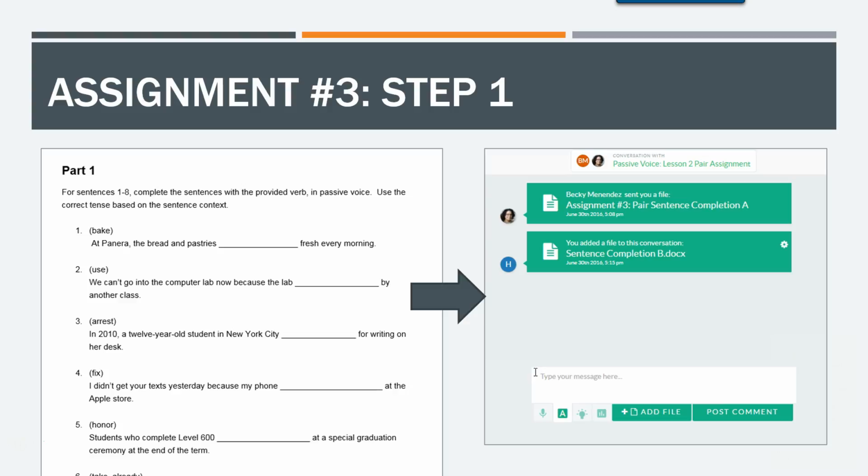Their next assignment will be a collaborative pair activity in Kaizena. Each partner gets a different set of sentences to complete, and each sentence requires a different tense. They'll have to use the context to decide which tense to use, and then put it into passive voice. When they finish their sentences, they'll upload their completed document to Kaizena.